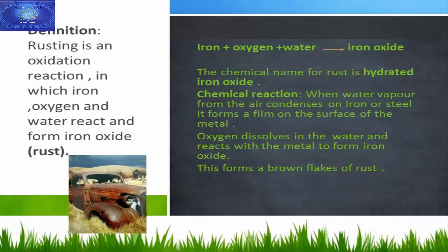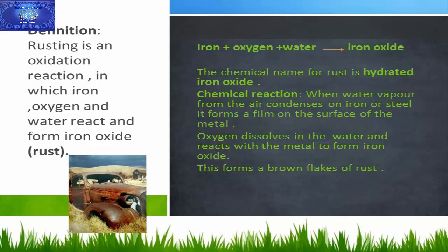So our topic is iron corrosion, or rusting of iron. Rusting is an oxidation process. From the word itself, you know oxygen is present there, isn't it? In it, iron, oxygen and water react with each other and form iron oxide. So the word equation is: iron plus oxygen plus water gives iron oxide.